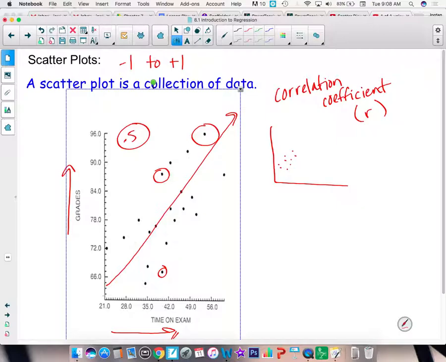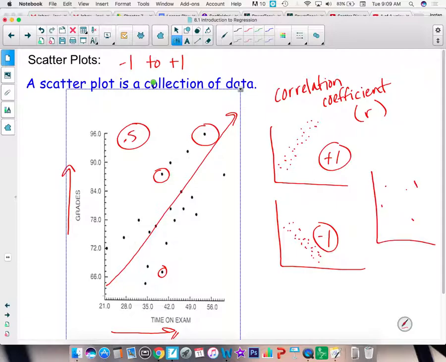So if I had data like this, that would probably be a positive 1, because it's really close to a line and the data is going up. If we go down like this, that would be more like a negative one. If we have another one off to the side here where your data is just completely scattered, that's like a 0. There's no correlation. You guys should remember that from Algebra 2. So just in general, looking at data, you can tell how good a line is going to fit that data.